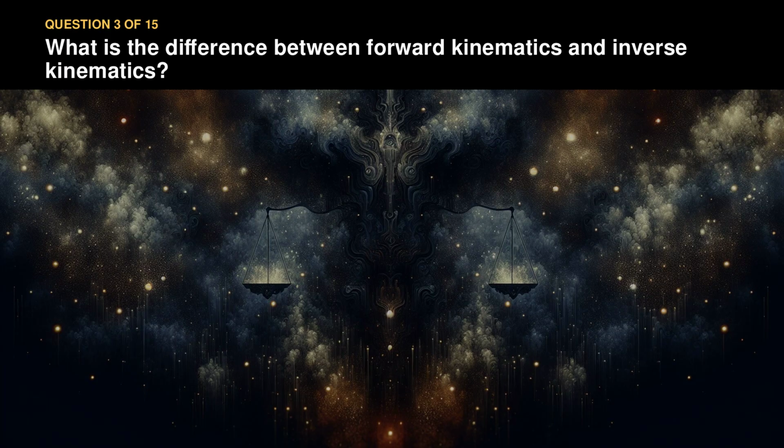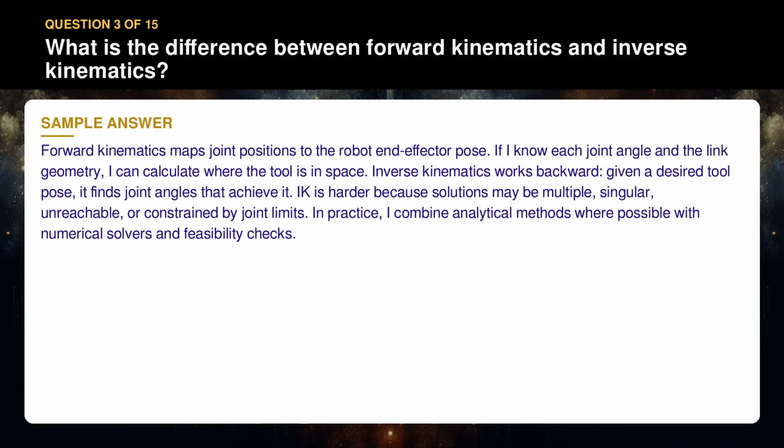Question 3. What is the difference between forward kinematics and inverse kinematics? Forward kinematics maps joint positions to the robot end effector pose. If I know each joint angle and the link geometry, I can calculate where the tool is in space. Inverse kinematics works backward. Given a desired tool pose, it finds joint angles that achieve it. IK is harder because solutions may be multiple, singular, unreachable, or constrained by joint limits. In practice, I combine analytical methods where possible with numerical solvers and feasibility checks.